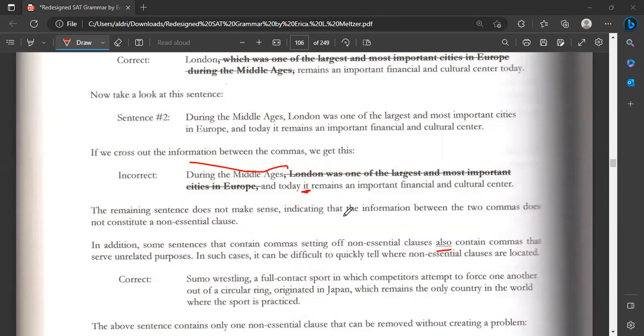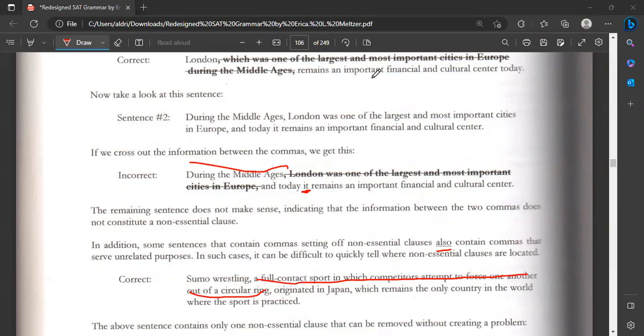All right, so we are on the last sentence. Sir, I think the part where they describe exactly what sumo wrestling is, is a non-essential clause. Okay, so that part. If you cross it out, it would read, "Sumo wrestling originated in Japan, which remains the only country in the world where the sport is practiced." There you go, Jerome. That's excellent.